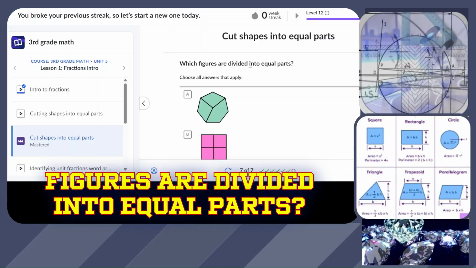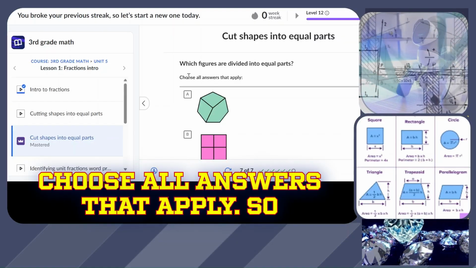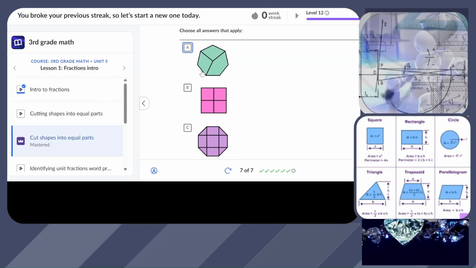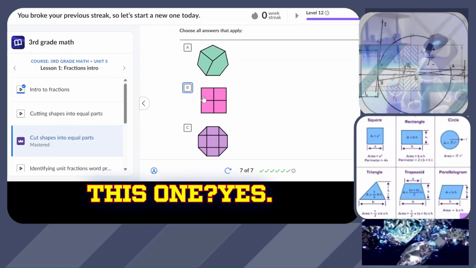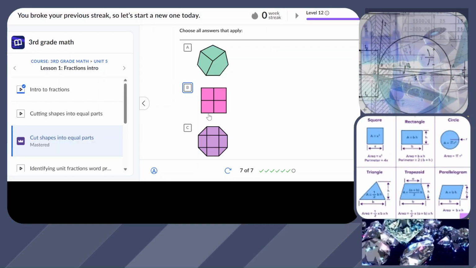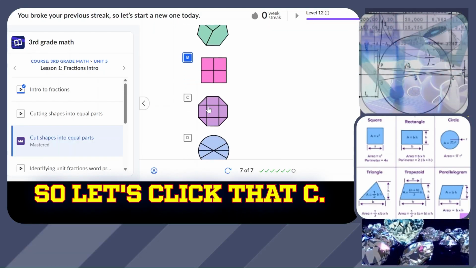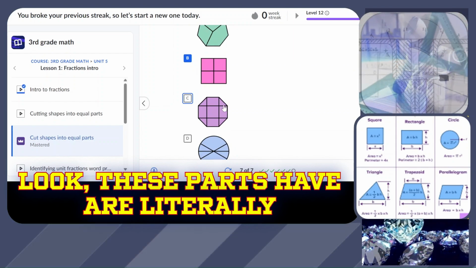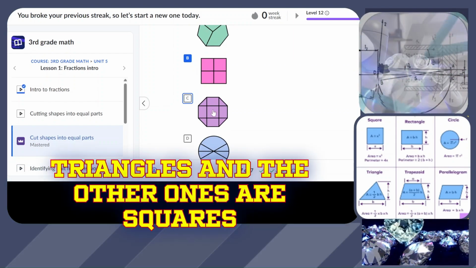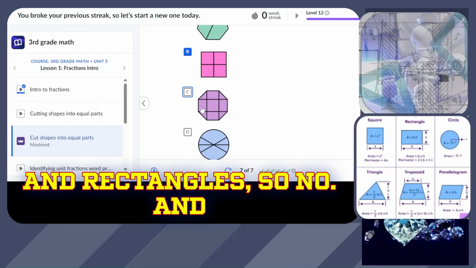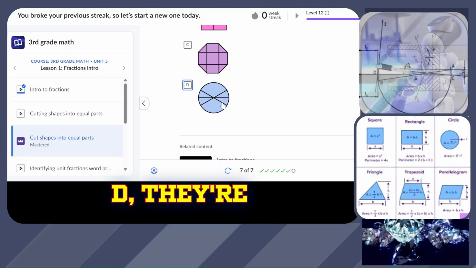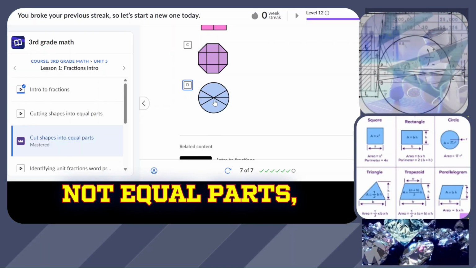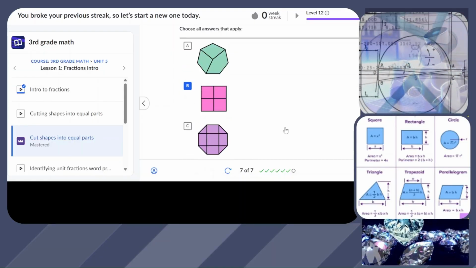Okay, now we're on the last one. Which figures are divided into equal parts? Choose all answers that apply. So this one, no. This one, yes. So let's click that. See, these parts are literally triangles, and the other ones are squares and rectangles. So no. And D, they're not equal parts.